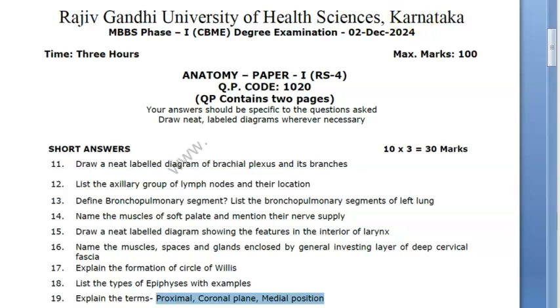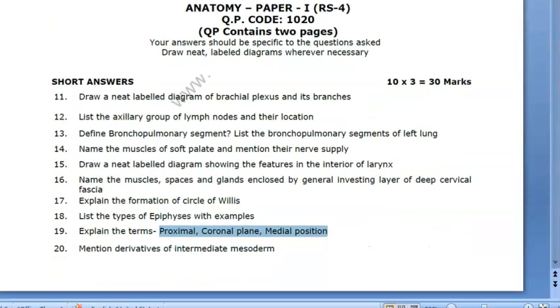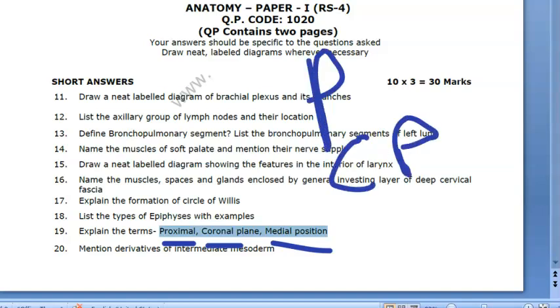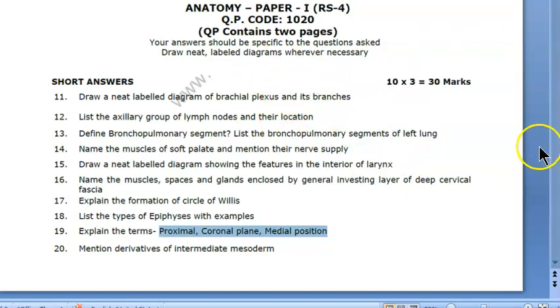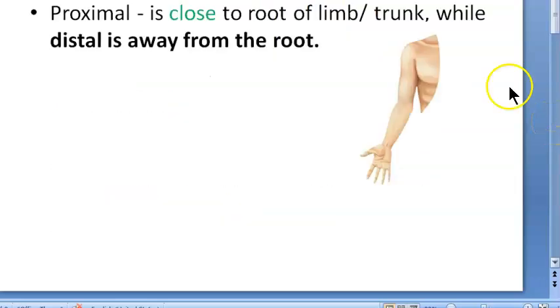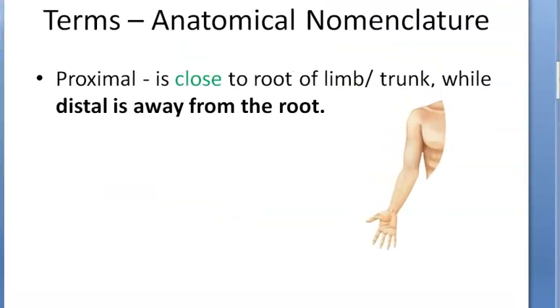So in this question, they have asked: explain the terms proximal, coronal plane, medial position for 3 marks. Each of these you have to explain: what is proximal, what is coronal plane, what is medial position. This is what they have asked. This is general anatomy, so let's get started. A very interesting question. Usually they don't ask this kind.